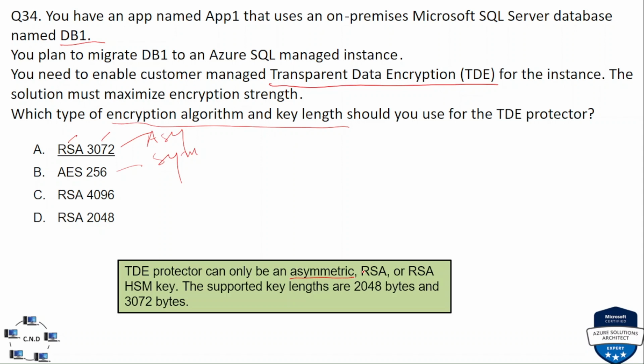asymmetric RSA or RSA HSM key. So the TDE protector requirement is that the algorithm should be asymmetric. The supported key lengths are 2048 and 3072 bytes. Since we want maximum encryption strength, we chose the longer key length of 3072 over 2048, while 4096 is not supported. So option A is the correct answer.